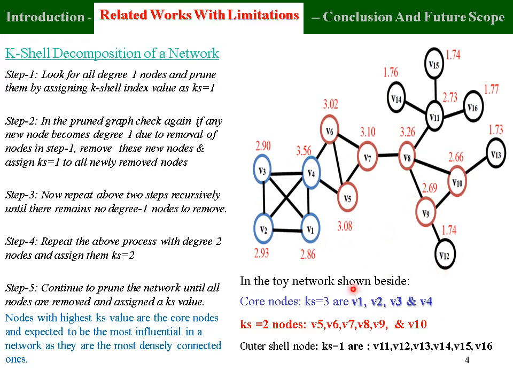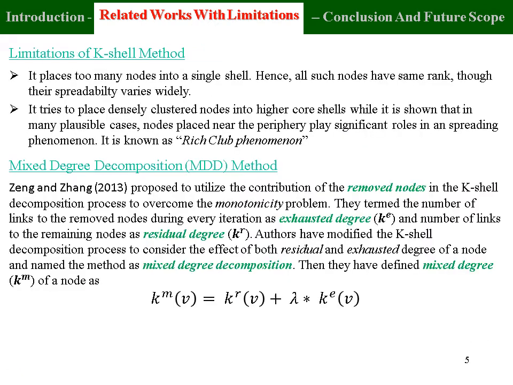So the nodes are divided into three cells: KS equal to 1 is the outer cell, KS equal to 2 is the middle cell, and KS equal to 3 is the innermost or core cell. So as per this KSL decomposition, nodes V1, V2, V3 and V4 are the most central. Now this has certain drawbacks: KSL places a large number of nodes into each cell, but actually we want to get the most important ones, and here we are getting 4 nodes in the first cell.